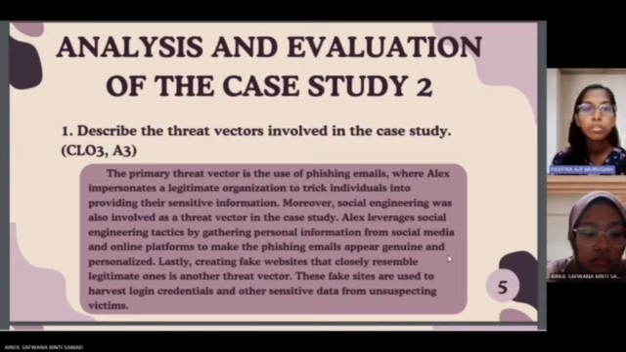Moreover, social engineering was also involved as a threat vector in the case study. Alex leverages social engineering tactics by gathering personal information from social media and online platforms to make the phishing emails appear genuine and personalized. Lastly, creating fake websites that closely resemble legitimate ones is another threat vector in this case study. These fake sites are used to harvest login credentials and other sensitive data from unsuspecting victims. The second question.